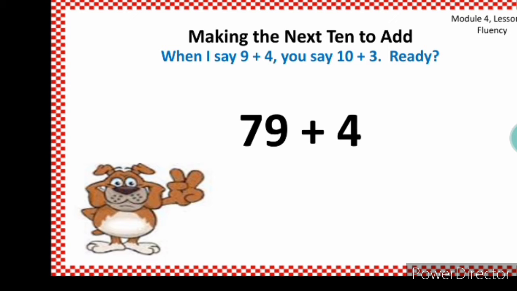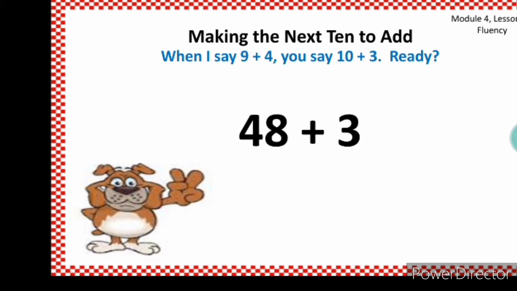79 plus 4. For us to make 79 into the next 10, what do you think the next 10 will be? 80. So we are going to add 1 to 79 to make it what? 80. And we get the 1 from 4. So we have 80 plus what? 3, because we have taken 1 from 4. We have 80 plus 3. 80 plus 3 will give us what? 83. Remember, if you also add 79 plus 4, you also get 83.